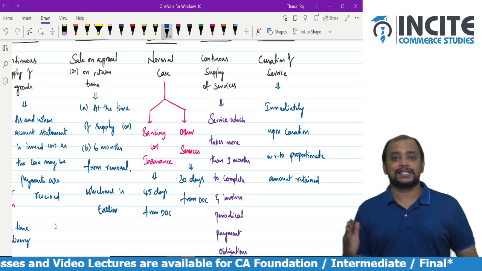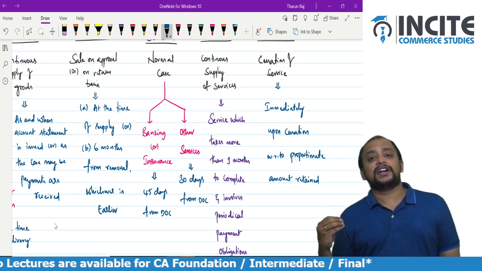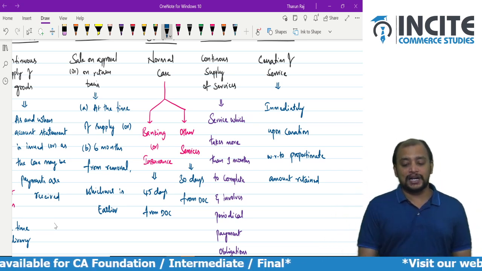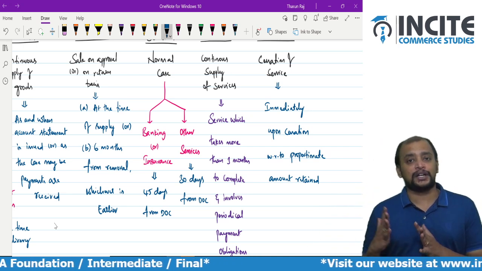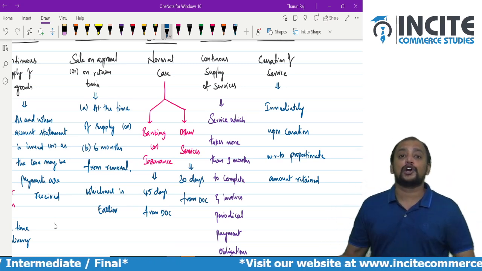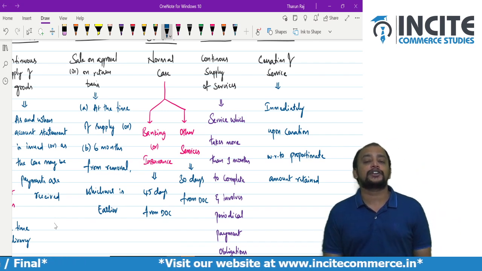Then we move on to the services. Normal case: if it is banking or insurance, you take 45 days from the date of completion. If it is other services, within 30 days from the date of completion. And then continuous supply of service. What is continuous supply of service? A service which takes more than 3 months to complete, and not only that, it should involve installment facility, then only it will be called a continuous supply of service.